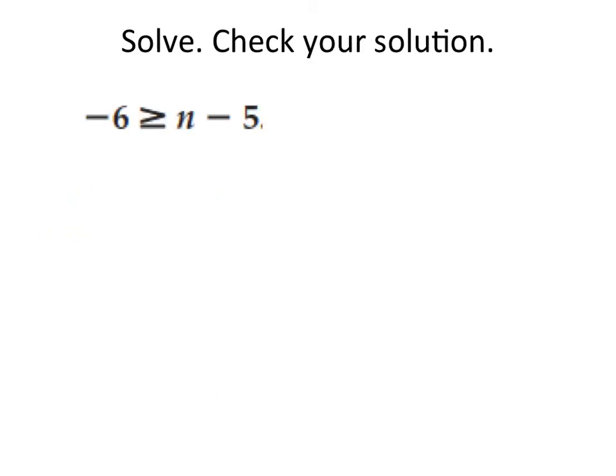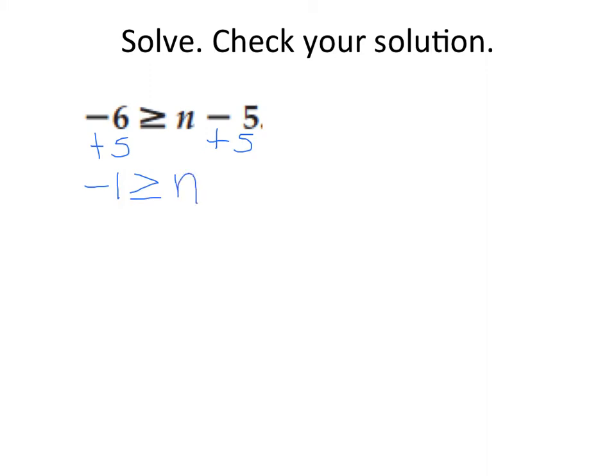On this slide, we still have the same directions. Solve, check your solution. Then we have another inequality. It says negative 6 is greater than or equal to n minus 5. So let's isolate the variable n by adding 5 to both sides. I get negative 1 is greater than or equal to n.